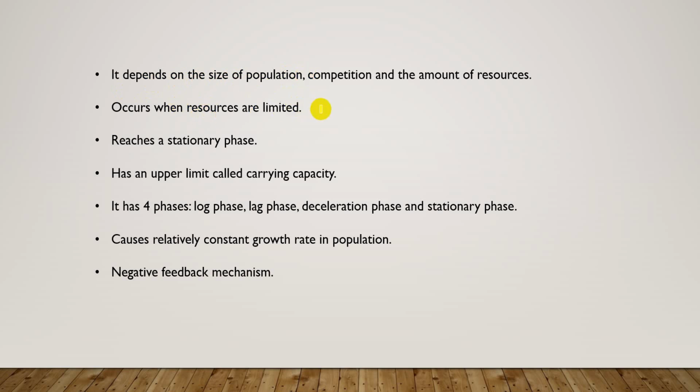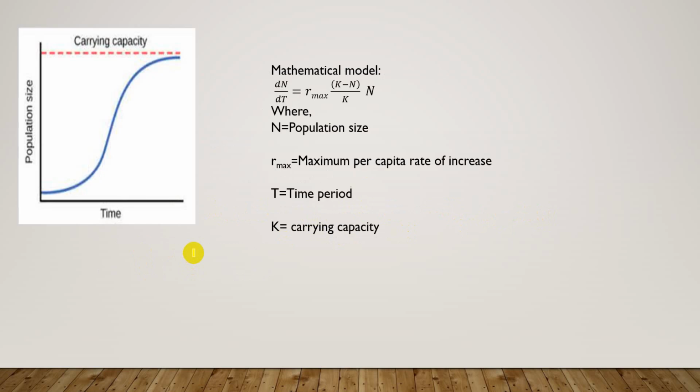It occurs when resources are limited, reaches a stationary phase, and has an upper limit called carrying capacity, which is denoted by K. It has four phases: lag phase, log phase, deceleration phase, and stationary phase. The stationary phase is called carrying capacity K, causes a relatively constant growth rate in the population, and this is a negative feedback mechanism.